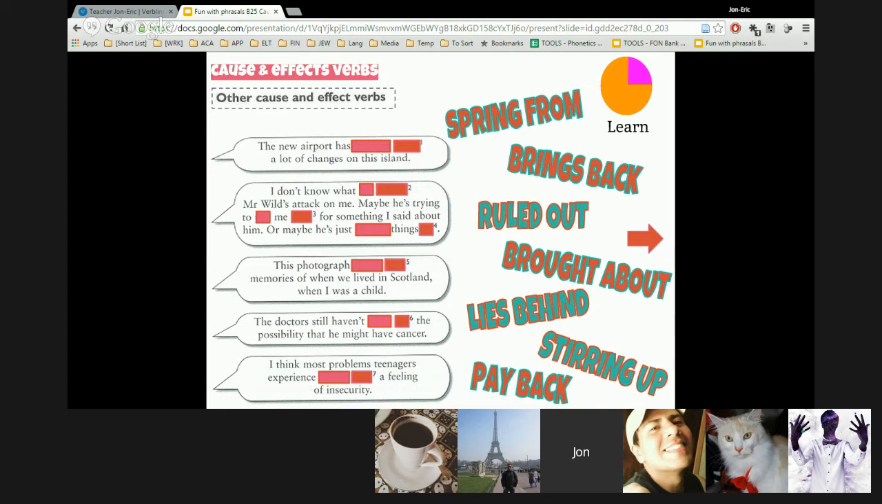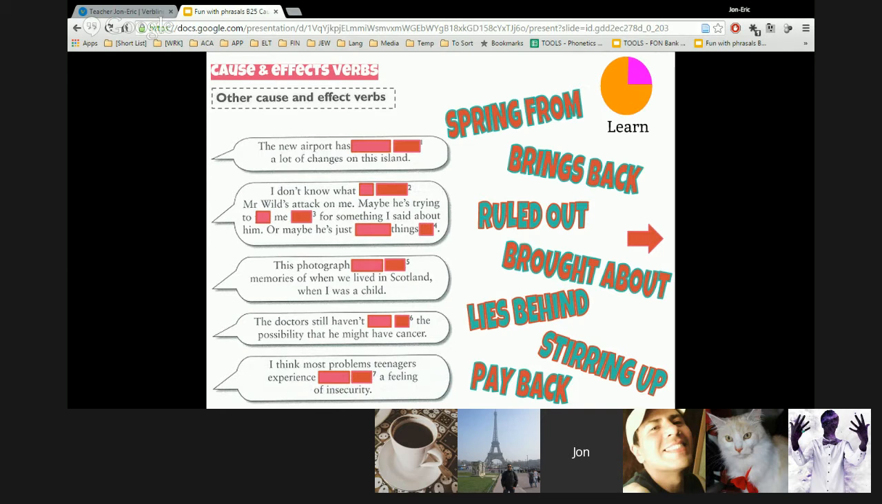In fact, how many past participles do you have on the page? You have ruled out, you have brought about, that's it. You've only got those two choices. Those are the two past participles. Maybe brought about. It's the only one that fits, right? Ruled out doesn't really make sense. The new airport has ruled out. Only people can rule something out. So it won't work. It's got to be brought about, and that's the right answer.